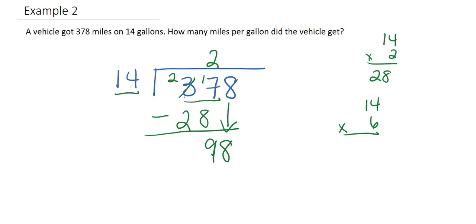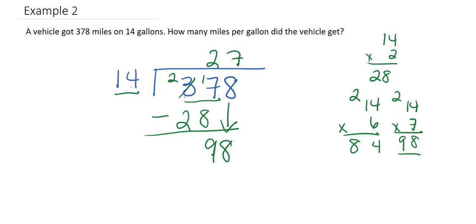So 14 times 6: 4 times 6 is 24. Put the 4 below, carry the 2. 6 times 1 is 6, plus 2. Well, that would be 8. Now let's see if we can do it another time. 14 times 7. We could either just go 14 plus 84, or we can just multiply again. 4 times 7, 28, carry the 2. 7 times 1 is 7, plus 2 is 9. And look at that, 14 can go into 98 7 times.